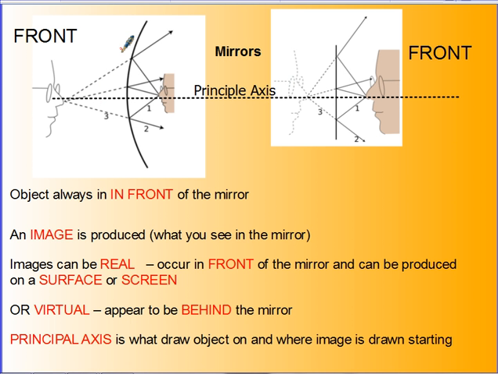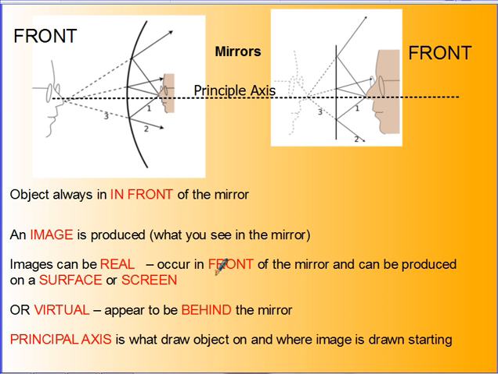Now, suppose I have a mirror. Your object is always in front of the mirror, no matter which direction your mirror is facing. So just remember that, because you can't see anything in a mirror if it's behind the mirror, can you? Now the image is what is produced. It's what you see in the mirror.